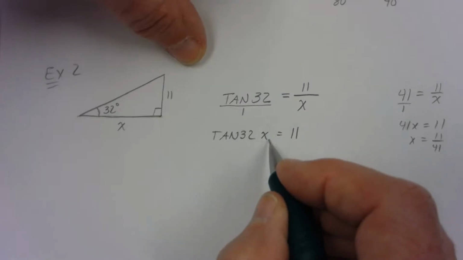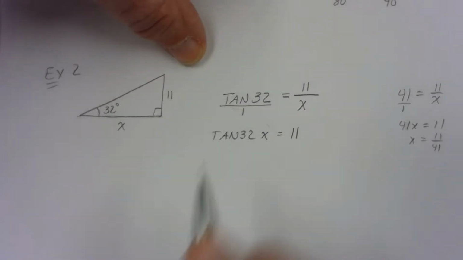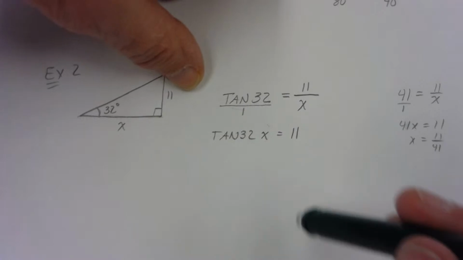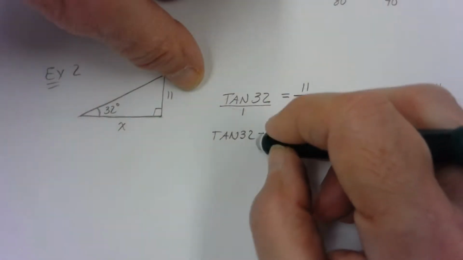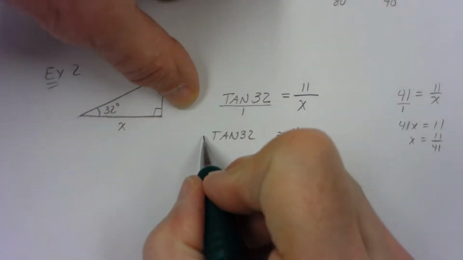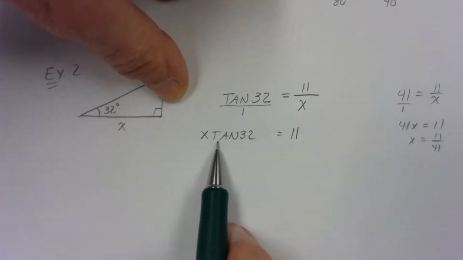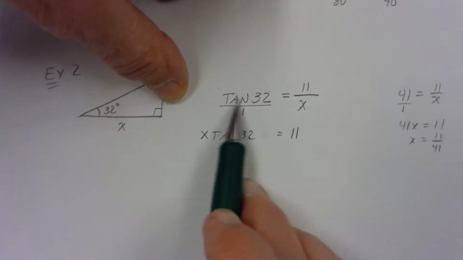Or do you want to multiply 32 times X and whatever that is, tangent that? Since it's ambiguous, we are not going to put the X there. We're going to put it here. Then it becomes very clear that we want to take X times the number, tangent 32, which is precisely what we want to do in the cross multiplying.